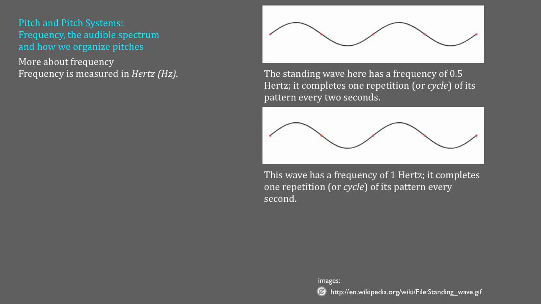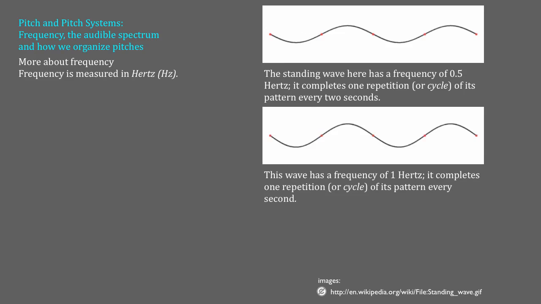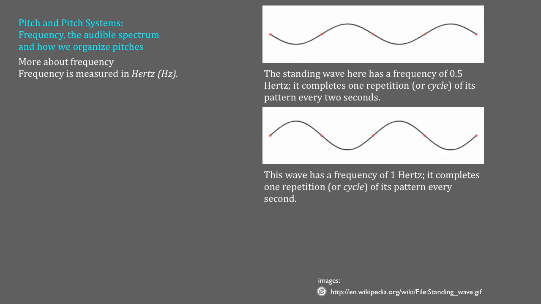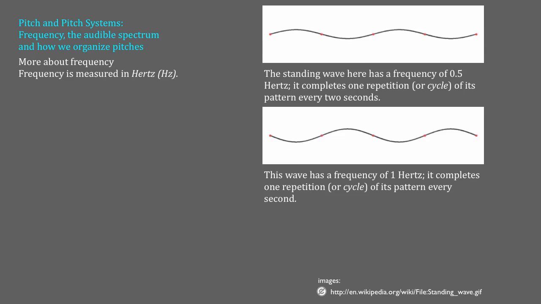This wave has a frequency of 1 hertz. It completes one repetition or cycle of its pattern every second. So we see here two frequencies, one of 0.5 hertz and one of 1 hertz. And the 1 hertz is twice as fast.